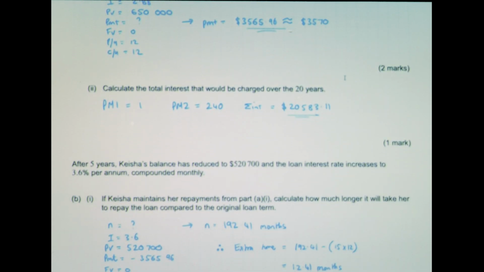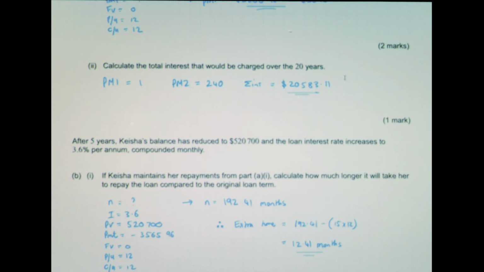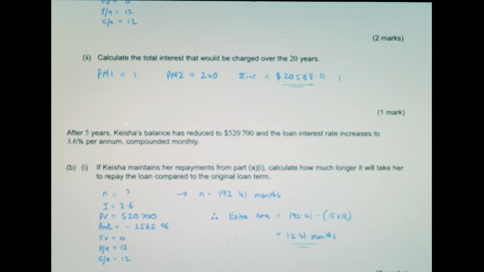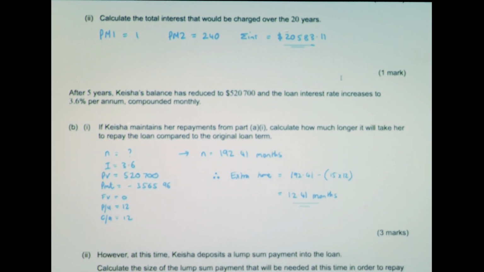The second part of this, so we've used the amortization. With this one, we're looking at the total interest over the 20 years. So if you use amortization, PM1 is 1, PM2 is 240, and that gives a sum of interest of 20,583.11. You could obviously do the longhand way of doing it. That's perfectly acceptable as well. The space that's allocated here, obviously you don't have a lot of space, so we're trying to encourage people to use amortization. It's a much more straightforward way of actually calculating this.